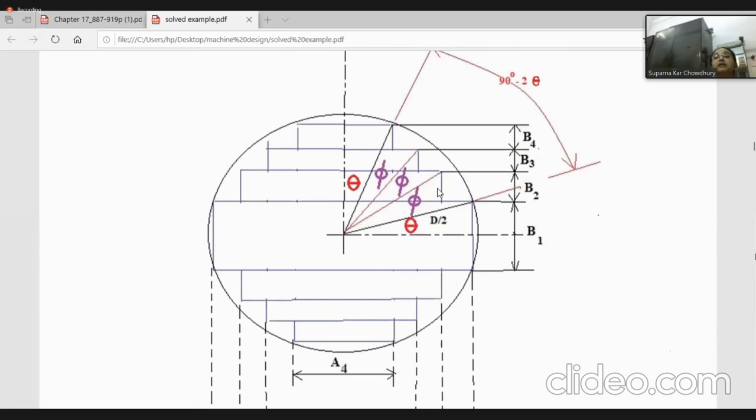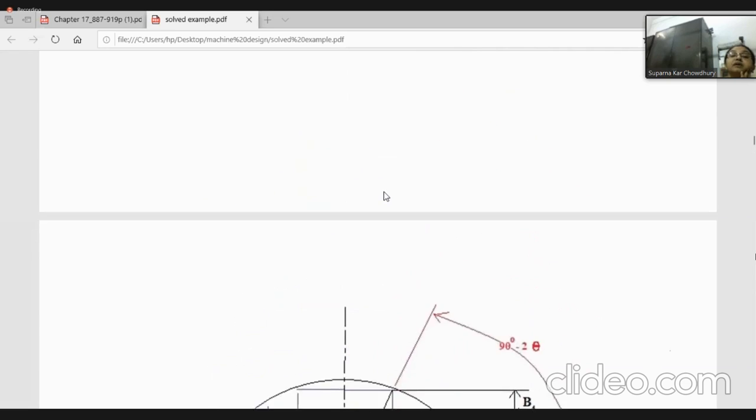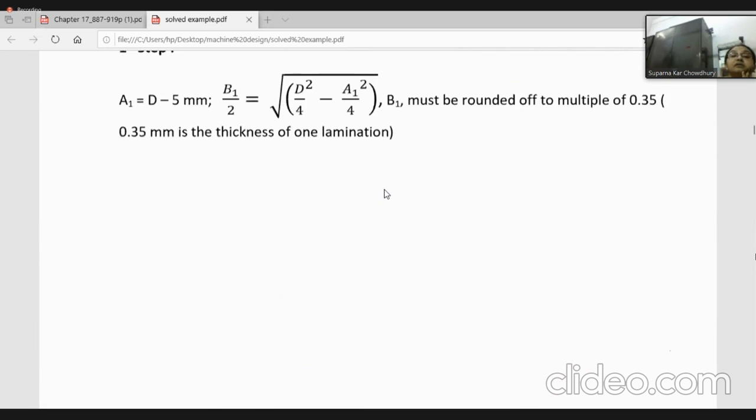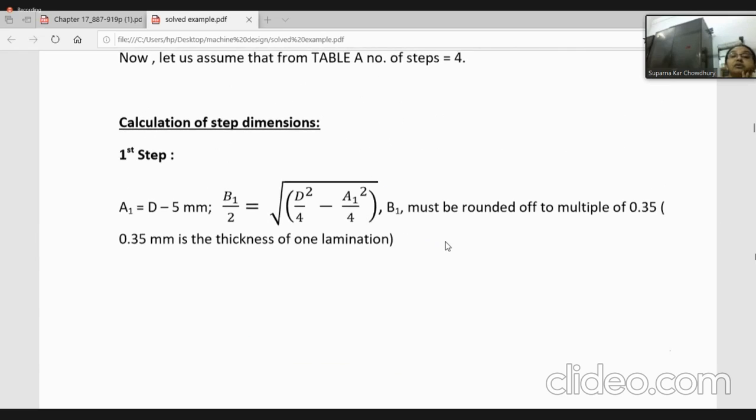So what happens is that for the first step, this is the core circle diameter D. So for the first step, this was A1. Now A1 is taken equal to D. Now D has to be rounded off to a multiple of 5 millimeter.